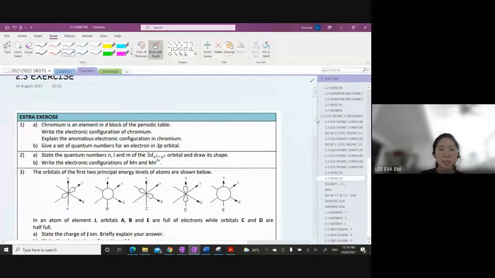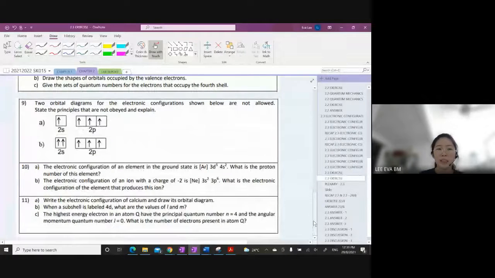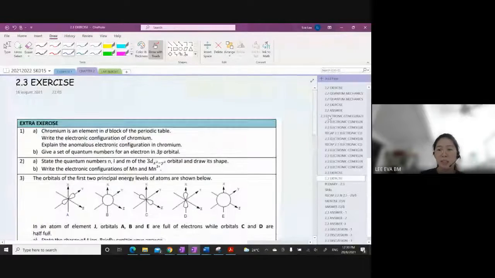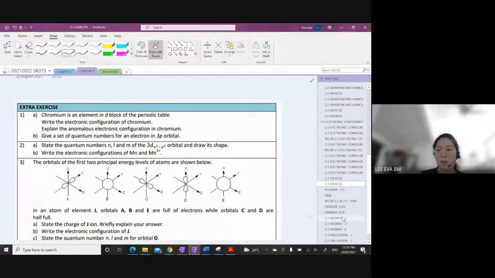Okay, extra exercise question number 1 until question number 11. So all of this is either from your past year UPS or past year PSPM1. Okay, so you may practice over here. Nanti madam akan bagi tahu soalan apa yang awak kena buat dan hantar dekat GC. Okay, and madam want you to look at question number 3 first.